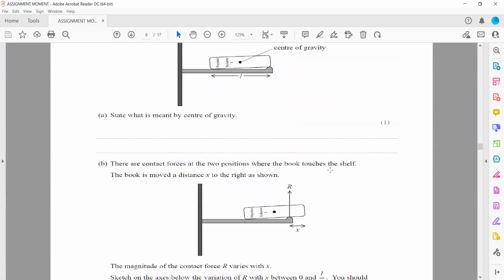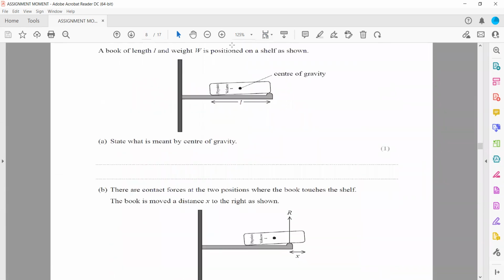First, the total length is L, and the idea is that we are moving the full book to a position here until we move a distance L. Weight is acting downward here, and here also weight is acting downward. So the idea is that the clockwise moment must equal the anti-clockwise moment if it is in equilibrium.